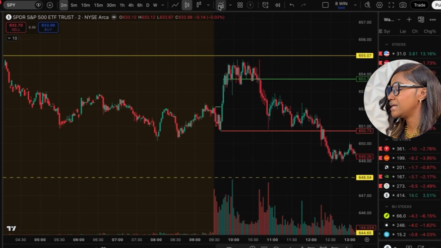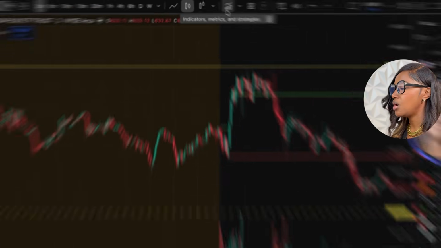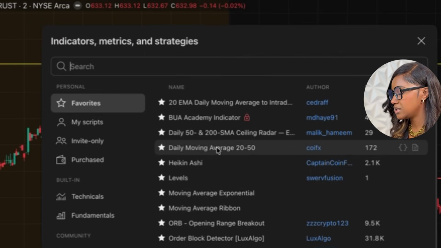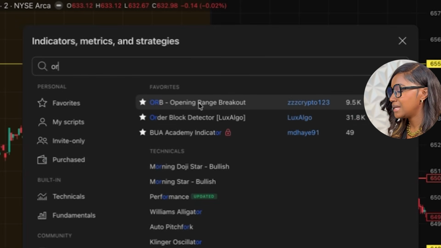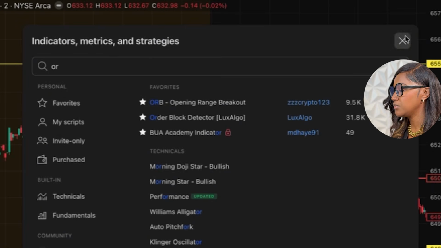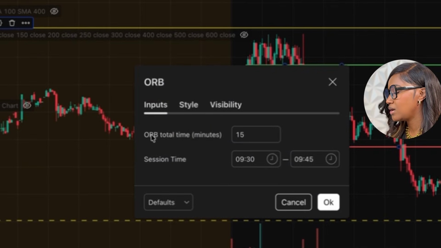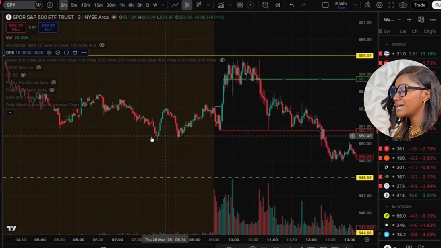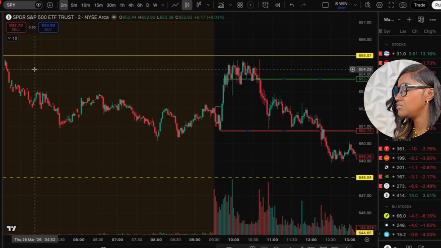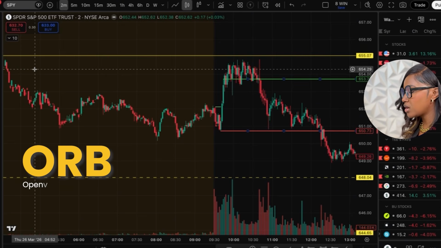To get that indicator, remember I told you there's only one indicator. All you have to do is go to the indicator section here and type ORB. It's Opening Range Breakout by ZZZ Crypto 123. Once you have added that to the chart, very important, don't miss this part: make sure you go to the gear icon here and change the settings. You want it to say ORB total time minutes 15, and you want the session time to be 9:30 to 9:45. Very important.